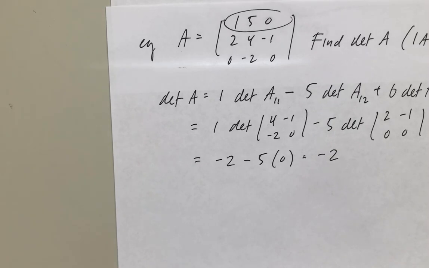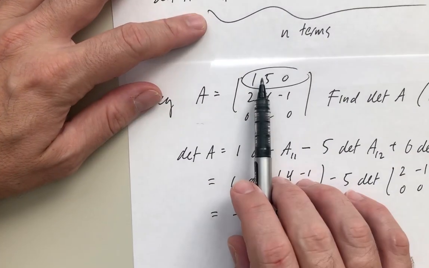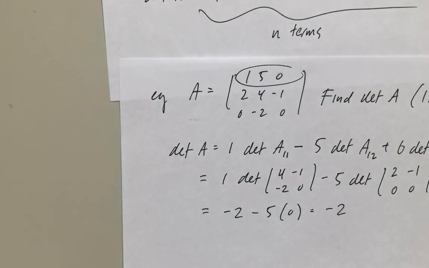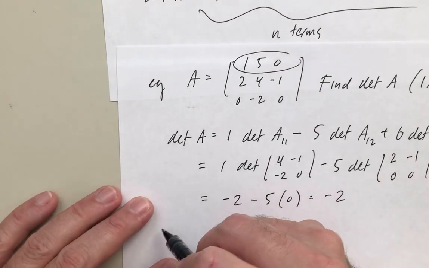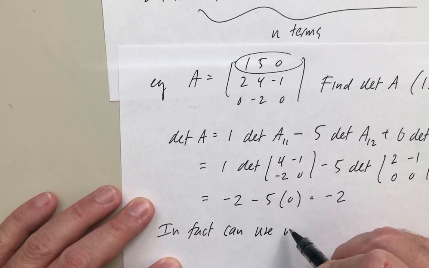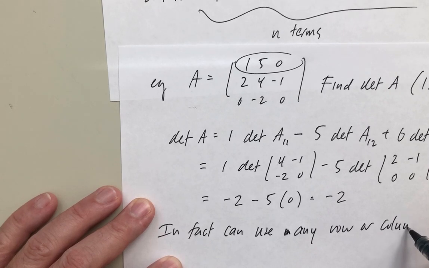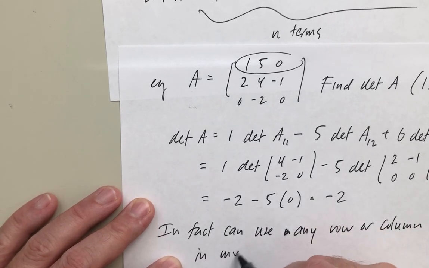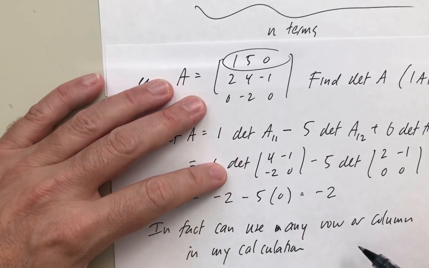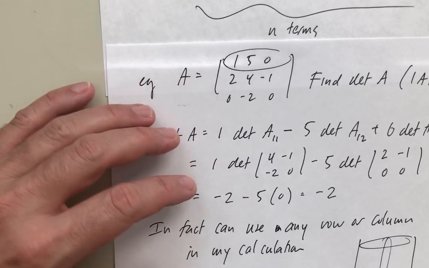Okay, so the next thing I want to mention is that, in fact, I don't have to take that first row as the thing that I expand upon. I can use any row or column in my calculation. So again, if I have the matrix A, I chose that first row, but in fact you could do the second column or whatever you want.